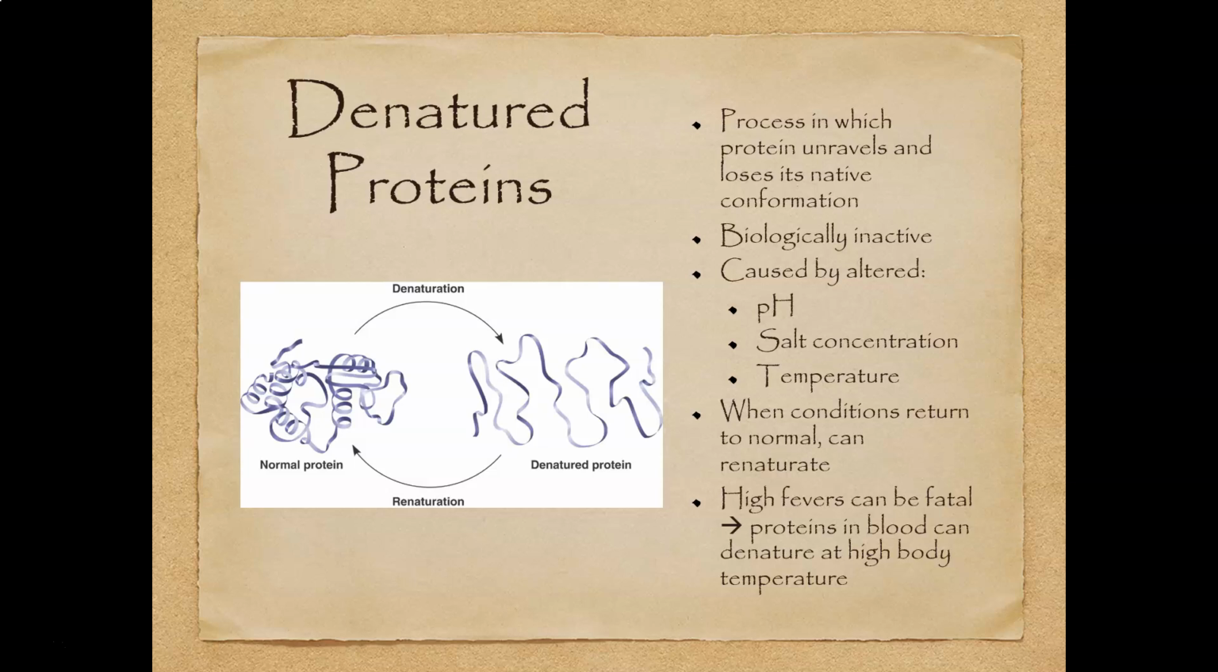When those conditions come back in play, at least in a laboratory setting, we can get those proteins to renature and go back to their conformational shape. Sometimes it happens in your body for things we don't understand, sometimes it doesn't. But it's really important to try and keep your proteins normal because these denatured proteins can't do their job. Just as an example, this is why really high fevers can be fatal. You literally melt your brain, and what you're doing is melting those proteins. You're denaturing those proteins, both in your blood and in your brain.